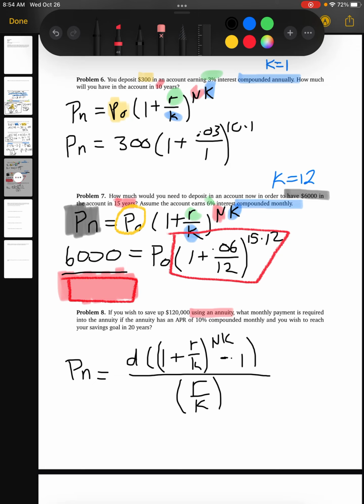So we want to save up $120,000. That's our target savings amount. That's the amount we want to end up with. That's our PN. And we want to know what monthly payment is required, right? So what monthly payment are we going to need to make? That's our D. So that's going to be what we're looking for in the problem. The annuity has an APR of 10%. So that's our interest rate. It's compounded monthly, which means our K is going to be equal to 12.